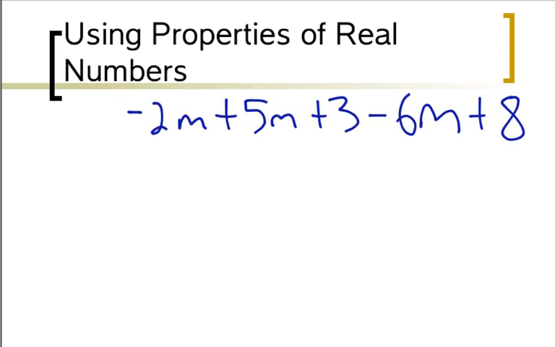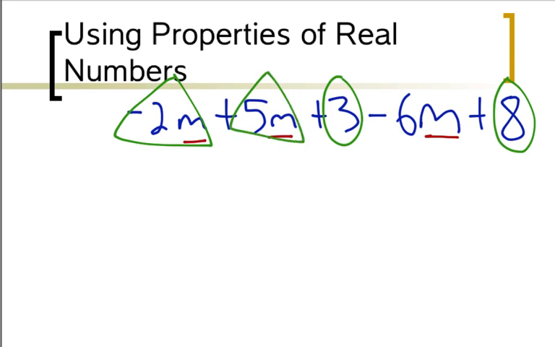Okay, now to continue to use our properties, we're going to run into problems that have some that are like terms and some that aren't. And in this case, we've got m's, and then we've got constants. Now, what I want to do is combine them separately. So I'm going to put a triangle around my m's to highlight the fact that those all go together, and then I have the circles around the constants so that they go together.